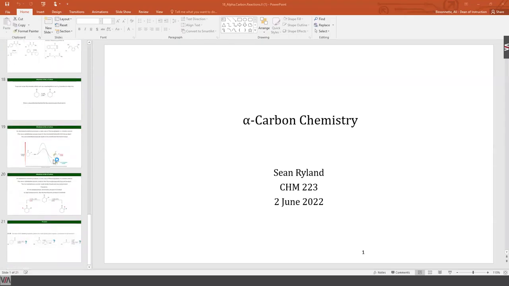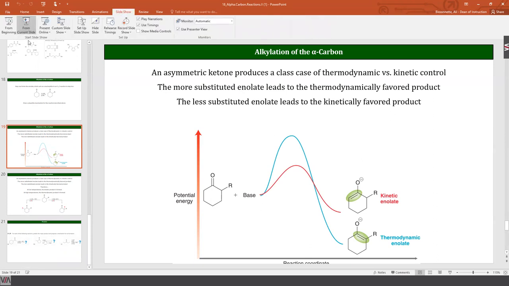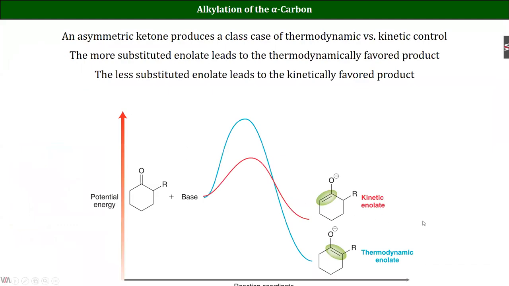So it follows what you would expect, if you're making the kinetic enolate, that we can easily justify both of them based on stability. The kinetic enolate is all sterics, and the thermodynamic enolate is Zaitsev's rule. The more substituted alkene is more stable.